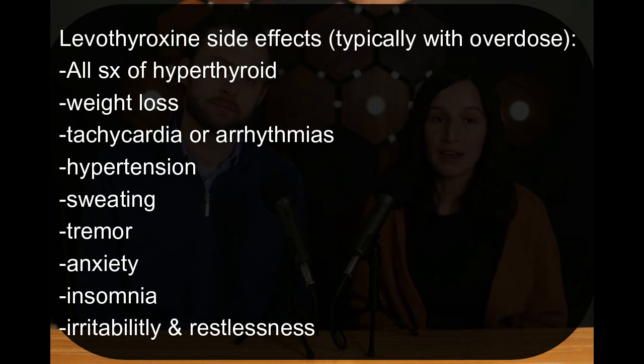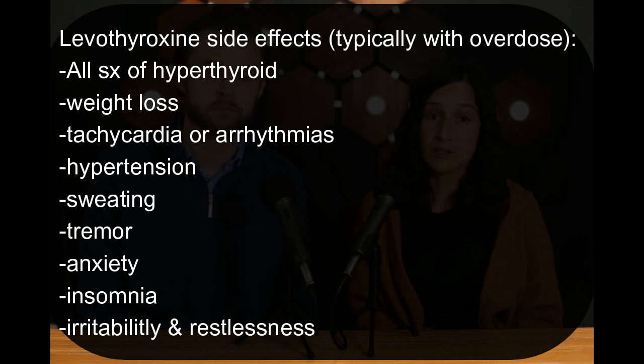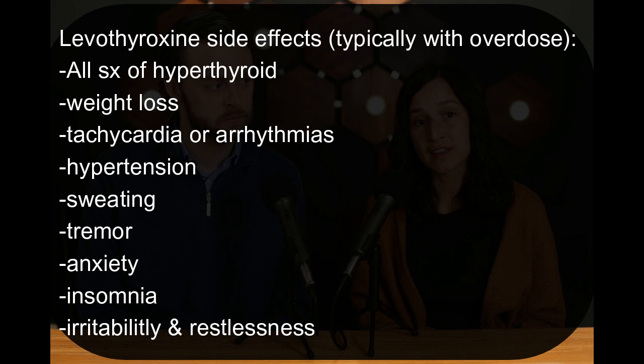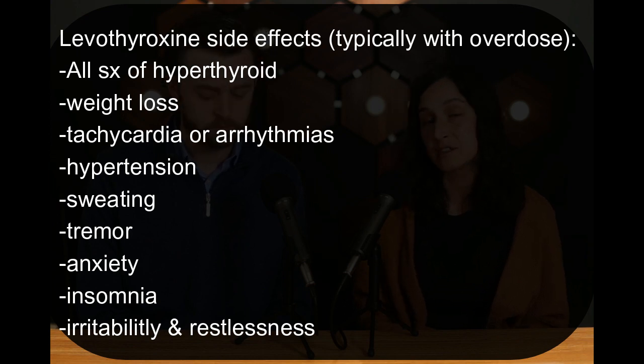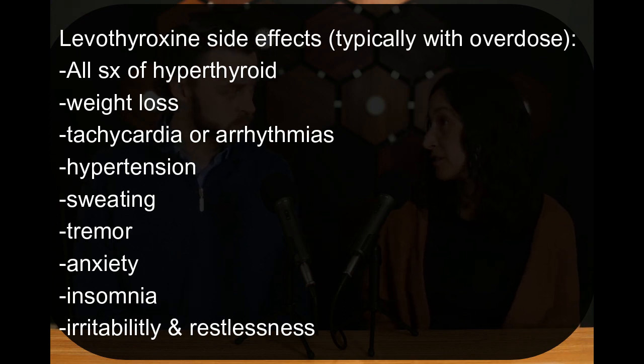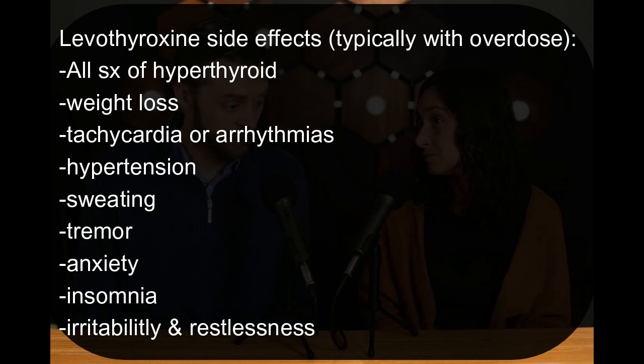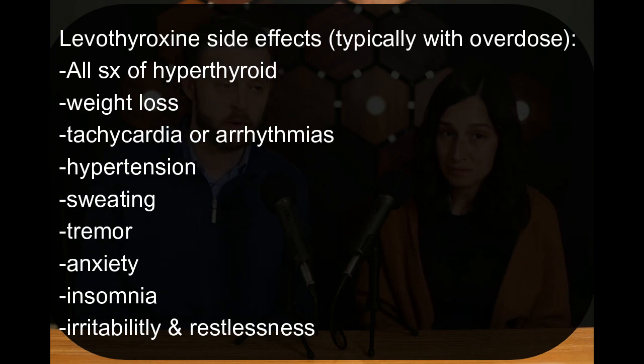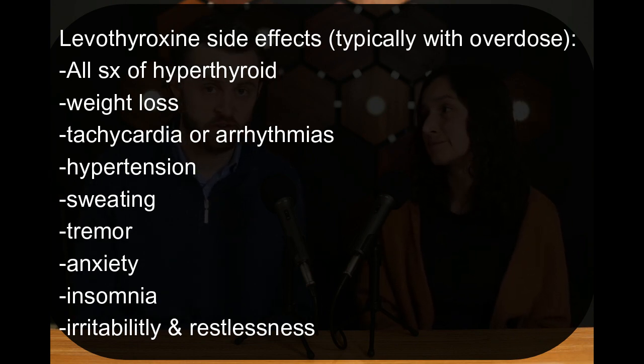This calls back to why we start with lower doses in high risk populations like the elderly and people with cardiovascular disease, because what is one of the risks of hyperthyroidism? Heart disease, heart problems, arrhythmias, myocardial infarction, hypertension. So, yeah, it's a good point.